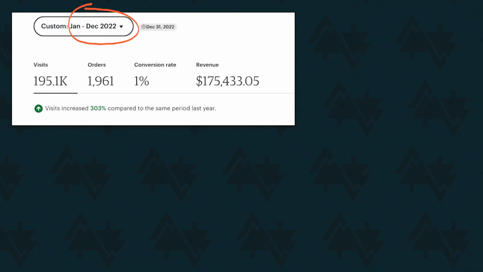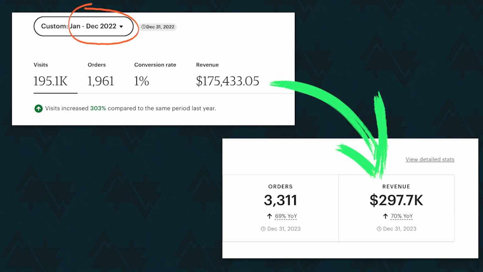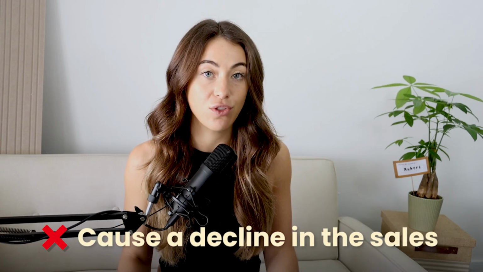And actually from 2022 to 2023, we doubled our sales. As you can see, we're 70% up from 2022 to 2023. Now, this isn't an outcome of taking away free shipping, obviously, but holistically, we proved to ourselves with data that it didn't cause a decline in the sales for our store.